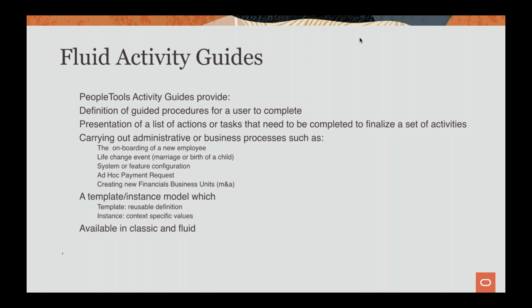So what we can do is define a template, and you can build a generic definition, and obviously you can reuse these templates. Then you have an actual instance of that, and it will use context-specific information. So I will enter my particular steps and information as I go through, and it will move me to the next step as we go. This is not overly brand new. We did have activity guides in the Classic form, so they are still available in Classic, and obviously you can utilize them with Fluid as well.